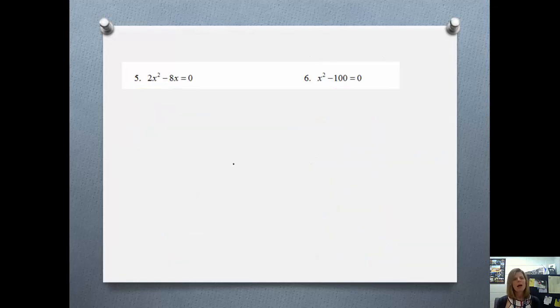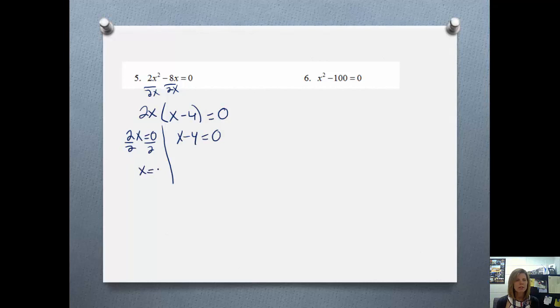Okay, number 5. This one is quadratic. It does say equals 0 already. If you would like to go ahead and try this one, go ahead and pause the video and see how you did on it. This one I'm going to go ahead and do a GCF. My GCF is going to be 2x. If I divide the 2x out, I'm going to get x minus 4. I'll set it equal to 0. My zero product property, draw my line, set each part equal to 0. On this first part, to get x by itself, we'll divide by 2. 0 divided by 2 is 0. Here, if I add 4 to both sides, I'll get x equals 4.